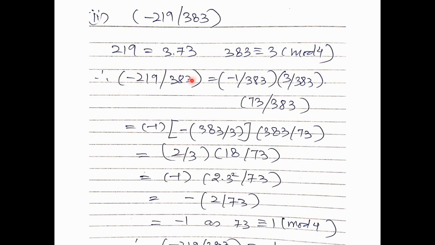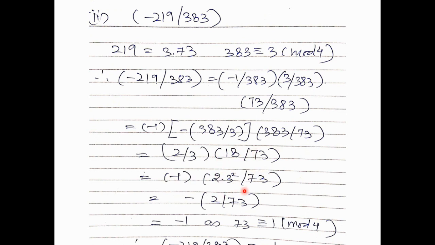Therefore minus 219 upon 383 will be minus 1 into 3 into 73. So this is equal to minus 1 into minus 383 upon 3, because this 3 upon 383 can be reversed, 383 upon 3. So minus 1 for that, and then 383 upon 73. This one. So this is equal to 2 upon 3 under modulo 3. You could take this, then under modulo 73 for this. This is equal to this.